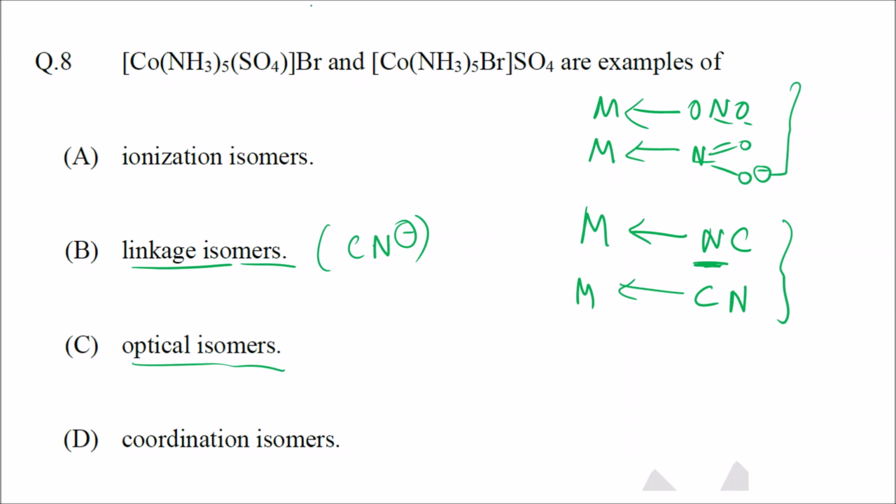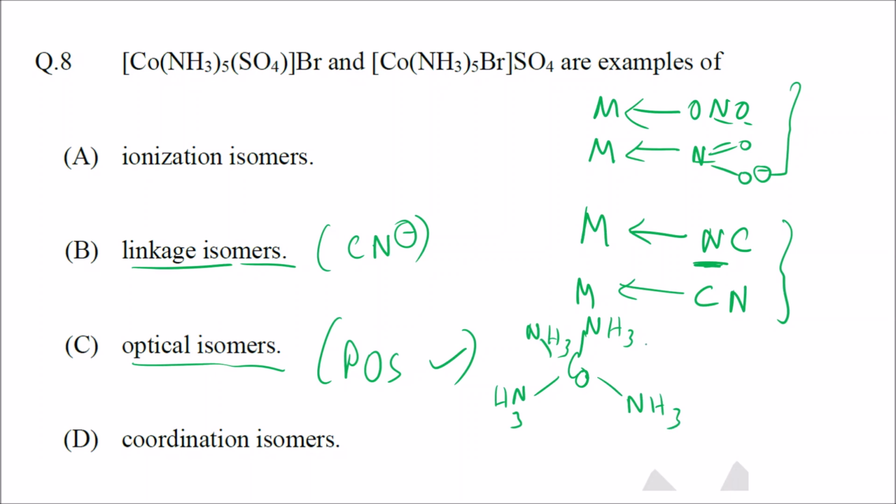Optical isomer, is there any optical isomerism possible here? No, because plane of symmetry is present. Cobalt, there are 5 same ligands, and then there is one sulfate. So here plane of symmetry is present. These are optically inactive. So B is incorrect, C is incorrect.